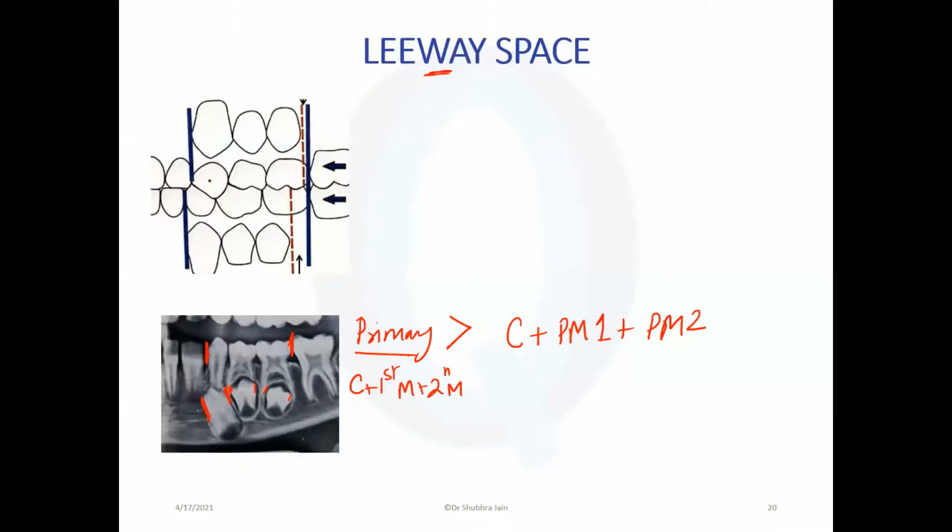Here in the diagram you can see this is primary canine, this is permanent, this is primary first molar, this is primary second molar. So the combined width of this is a bit more than the permanent. As you can see, in the maxillary arch it is somewhat less. In the maxillary arch it is 0.9 mm on each side, so it is a total of 1.8 mm. In the mandibular arch, it is 1.7 mm each side, which will be equal to 3.4 mm.